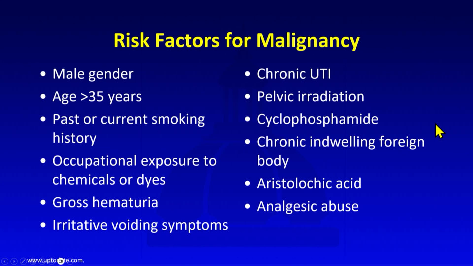But ultimately, the recommendation to do CTU and MRU is to look for malignancy. So there are several risk factors for malignancy, including male gender, age, history of smoking, some toxin exposure, and chronic indwelling foreign body. From a clinical perspective, if they come in with gross hematuria, irritative voiding symptoms, and chronic UTI, that will also increase the risk.